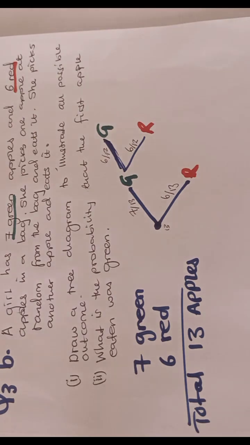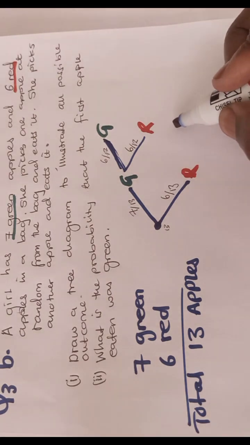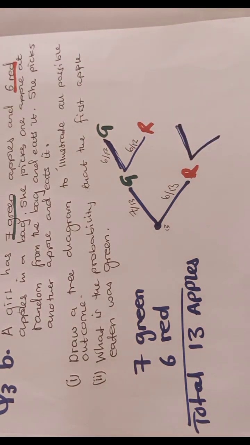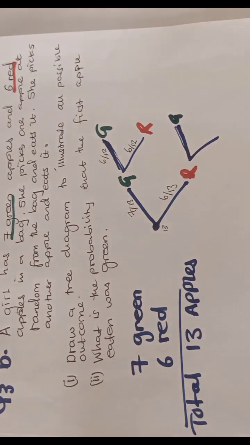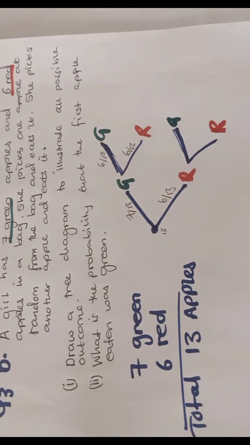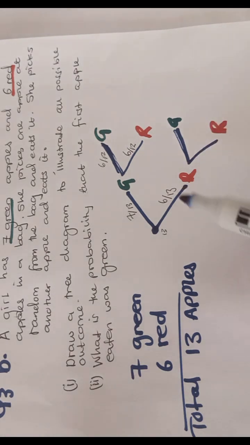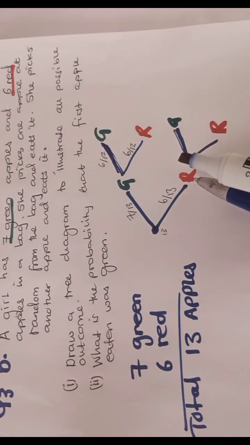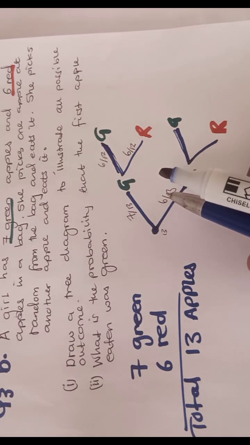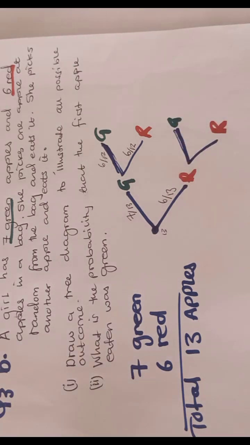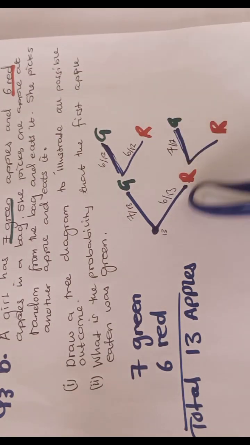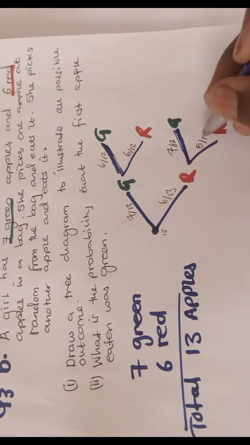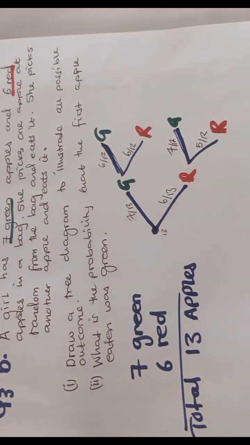Again, if in the first choice it was red, in the second choice, again it's either going to be green or red. If it was red, meaning the green remained unchanged, okay, meaning there was still 7, but now in the bag there are a total of 12, but the 6 has reduced by 1 since we picked red at first, it becomes 5 over 12, and that is your tree diagram.